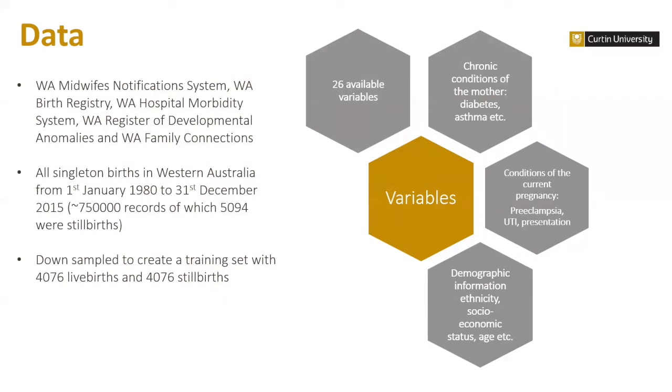So from there, we downsampled to create a training set which was comprised of just over 4,000 stillbirths and live births each. We had 26 available variables, and they could be generally categorized as being chronic conditions of the mother, such as diabetes, asthma; conditions of the current pregnancy, so whether there was hypertension, preeclampsia, a UTI during the pregnancy; and then demographic information around the mother, so ethnicity, socioeconomic status, and age.